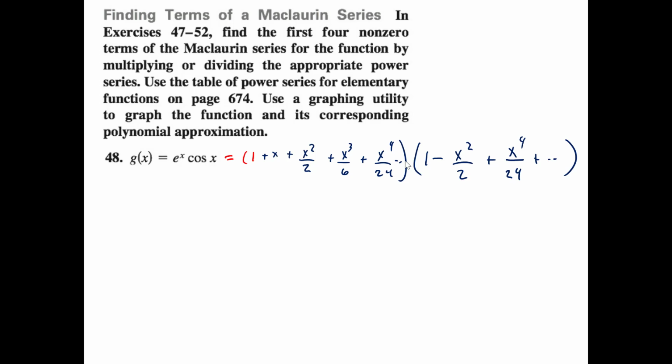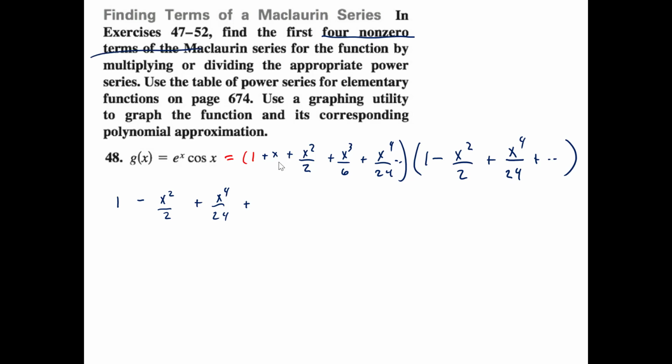And so the way you multiply polynomials is you multiply all the terms of one times all the terms of the other, right? So the 1 times the 1 will give me 1. The 1 times the minus x squared over 2 will give me minus x squared over 2. And then the 1 times the x to the 4th over 24 will give me x to the 4th over 24. And I'm done with that. So I move on to the x. I'm done with that because from then on, the powers are going to be bigger than 4. Find the first 4 non-zero terms.